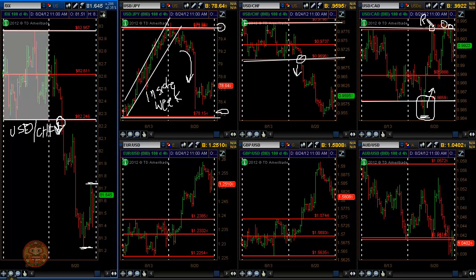And what's interesting here is that typically what I do is I look for the Swiss franc and the Canadian dollar here to do basically the same thing. So the Swiss franc did correspond with what the dollar did, but the Canadian dollar did not. So that's kind of interesting.